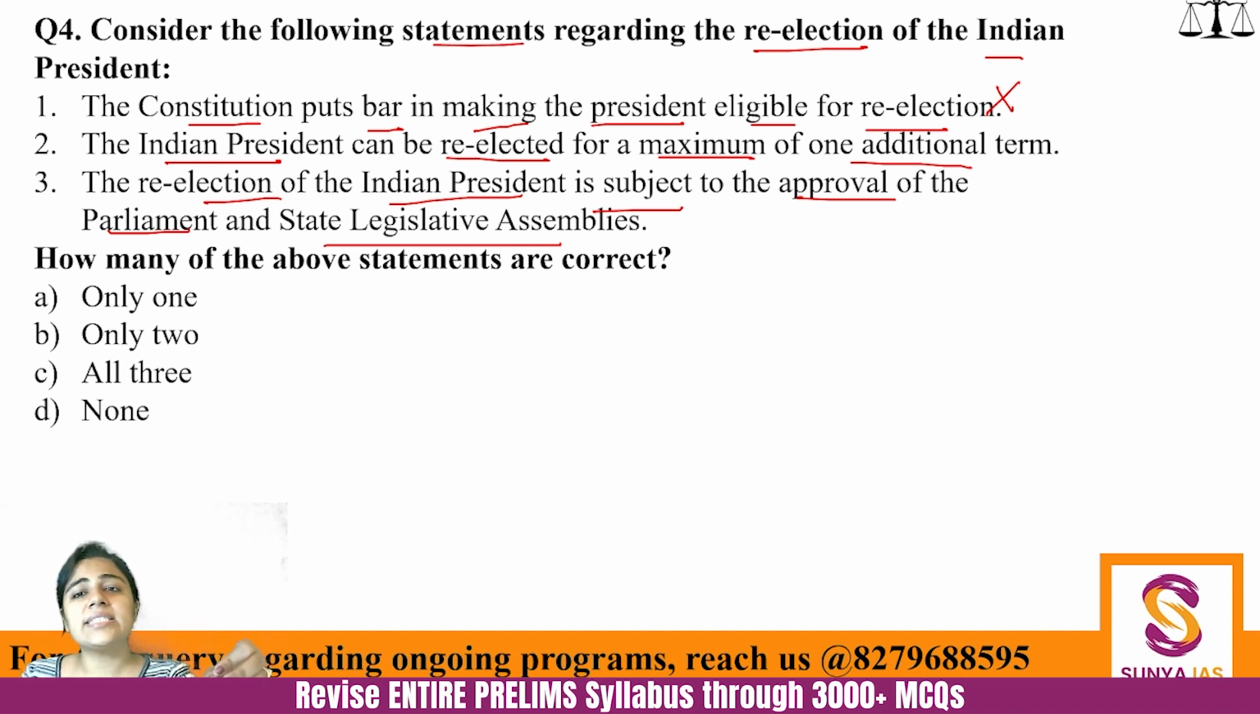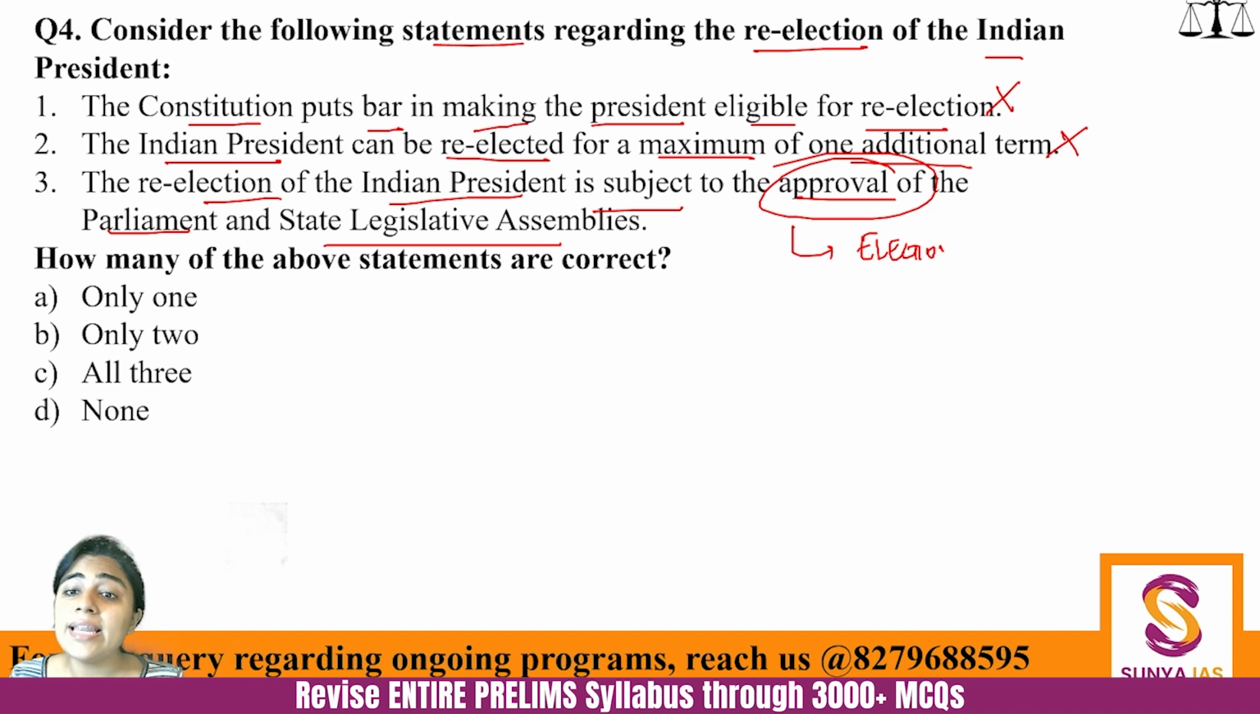That makes the second statement absolutely incorrect because the Indian president can be re-elected. Right. So the second statement is incorrect. Then, is re-election subject to approval? No. It's not that right now Madam Draupadi Murmu is the president and when the next presidential election comes up, she will automatically become the president by just simple approval. No, there have to be elections again.